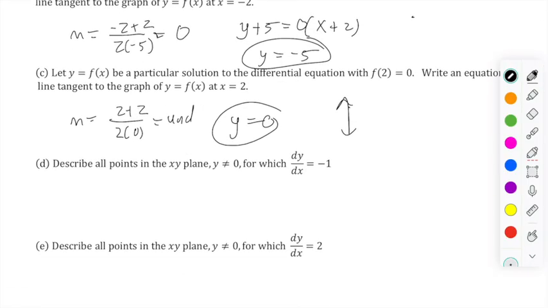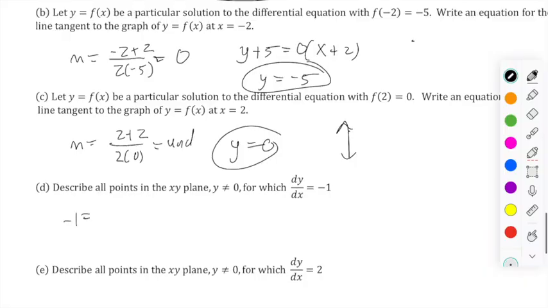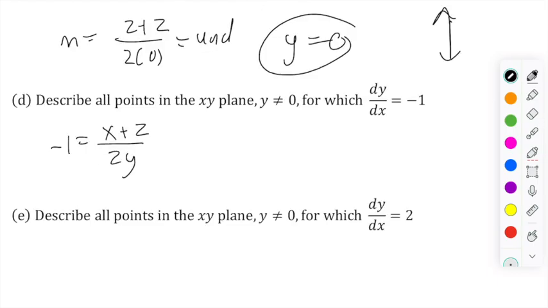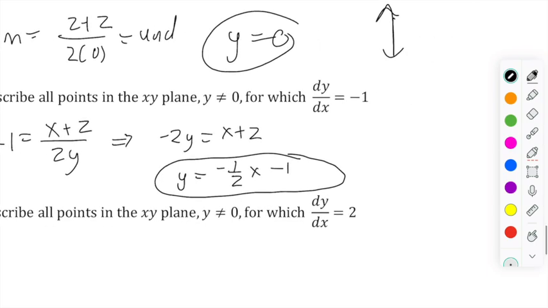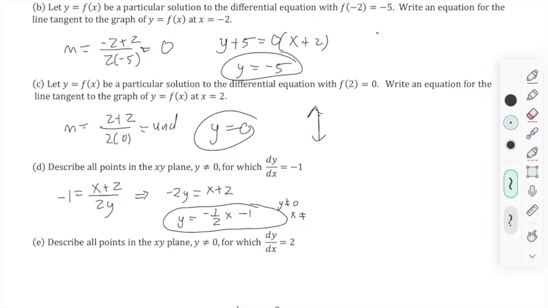Okay, so part D, describe all points in the xy plane other than y equals 0 in which the derivative is -1. So we have the derivative equal to -1. Okay, solve this, multiply each side by 2y, and then solve for y by dividing by -2. And so that equation describes all points in the xy plane where the derivative is -1. You should mention too that y cannot be 0 and x cannot be, no, x doesn't have a restriction.